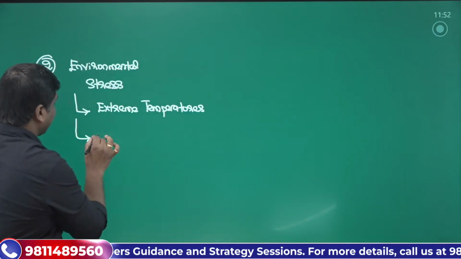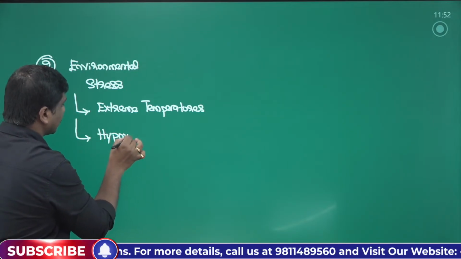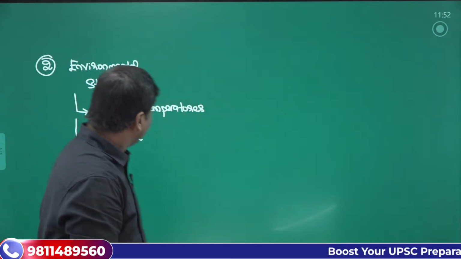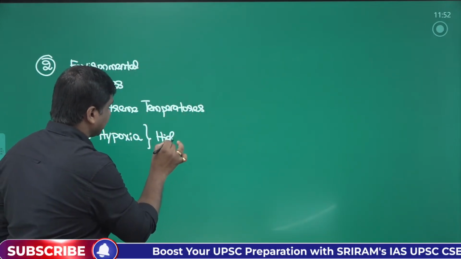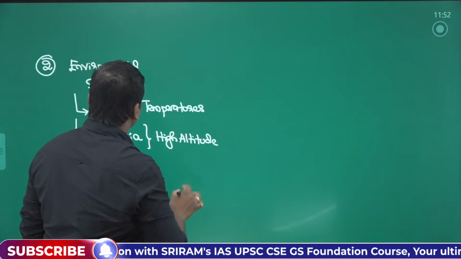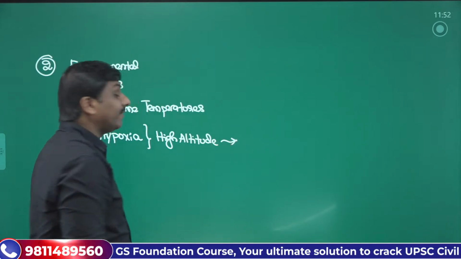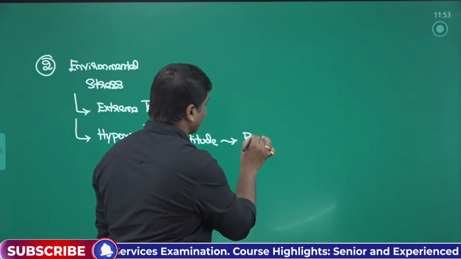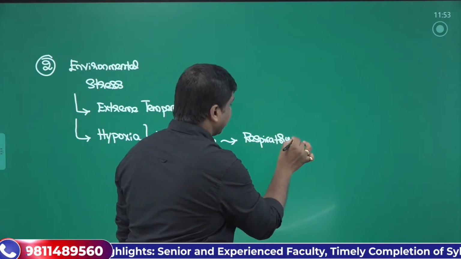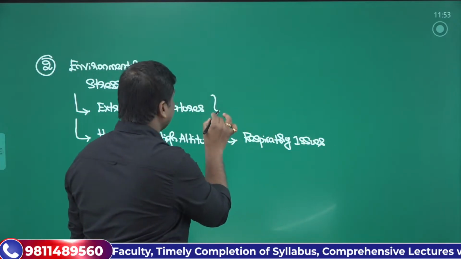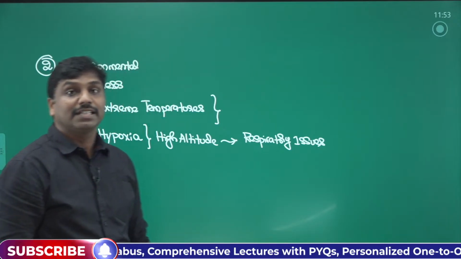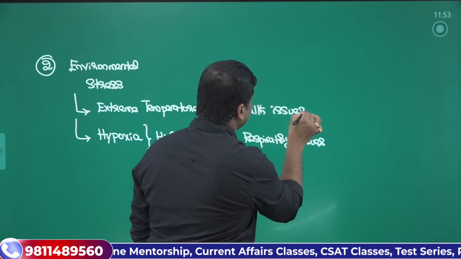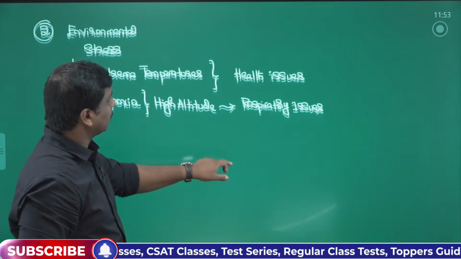Furthermore, you can have hypoxia. That could be one thing. Imagine a condition when they are in high altitude places, then they will have hypoxia. In this case, we can expect some respiratory issues. There is a possibility of their occurrence. With extreme temperatures, there is also a possibility of some typical health issues. So this is another important aspect. There could be such factors.